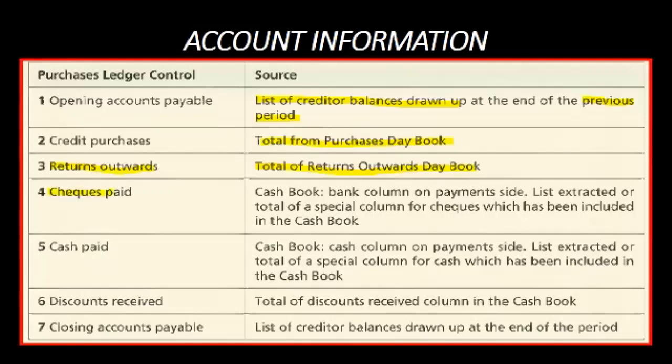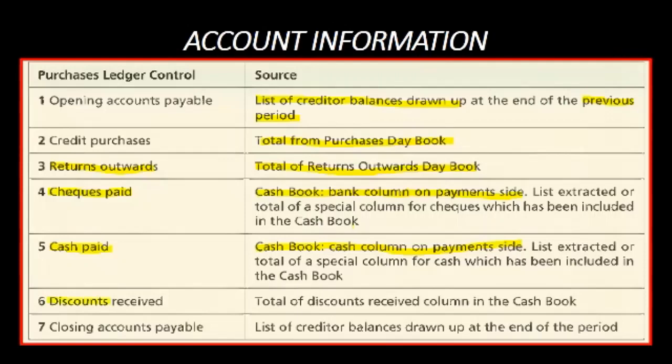Checks paid, these payments, you could add these two together and make one entry, or you can keep them separate. Cash book, the bank column, and if you're keeping them separate, you would also have one for cash book, right? Right, a list is extracted from the cash book column for all the checks that you paid to your creditors. Similarly, it is done for the cash as well.